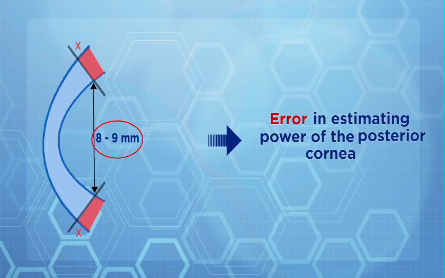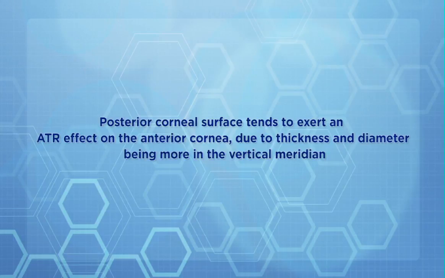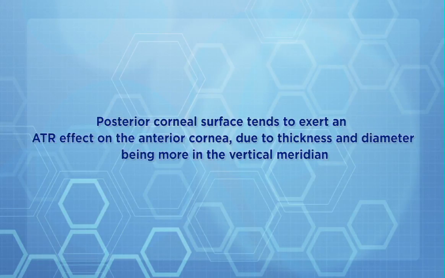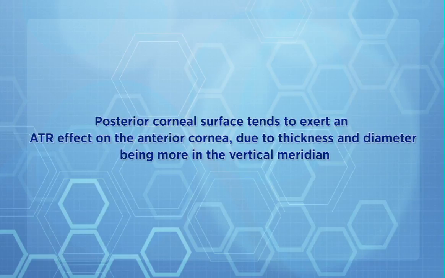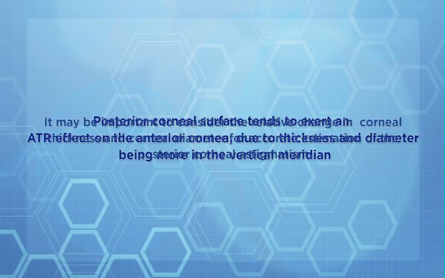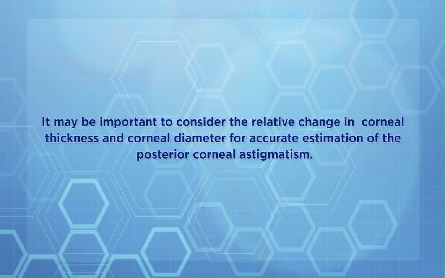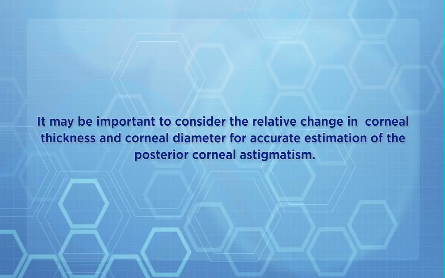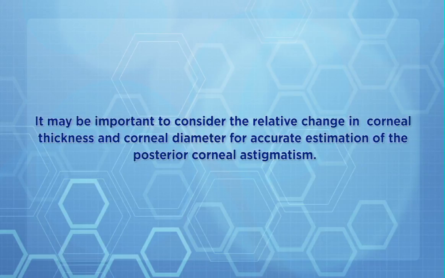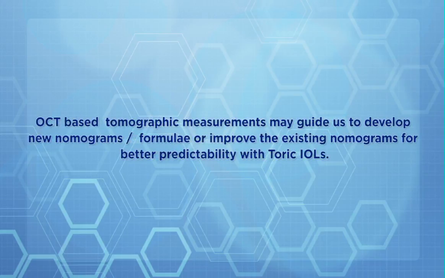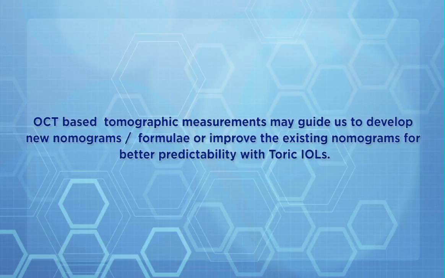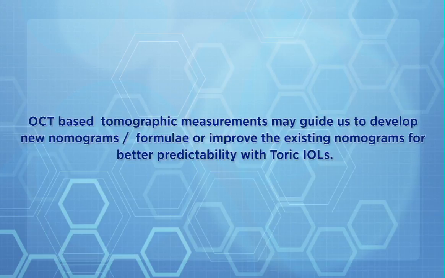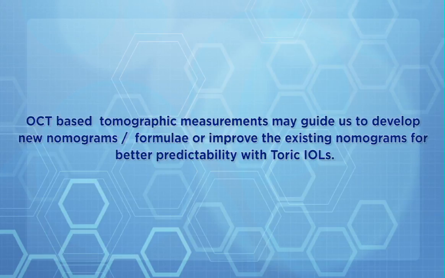To summarize, it may be possible that the posterior corneal surface tends to exert an against the rule astigmatism, mainly due to the thickness and diameter being more in the vertical meridian. Hence, it may be important to consider the relative change in the corneal thickness and diameter for accurate estimation of the posterior corneal astigmatism. And OCT-based tomographic measurements may guide us to develop new nomograms or formulae or improve the existing ones for better predictability with toric IOLs.